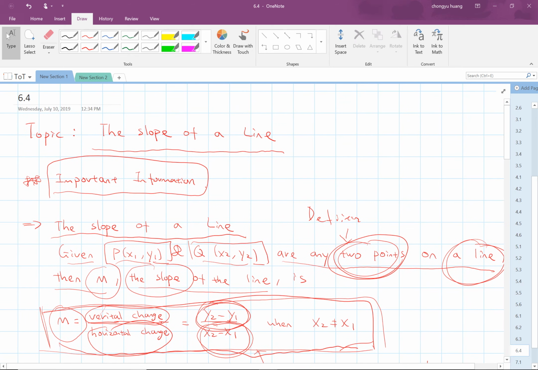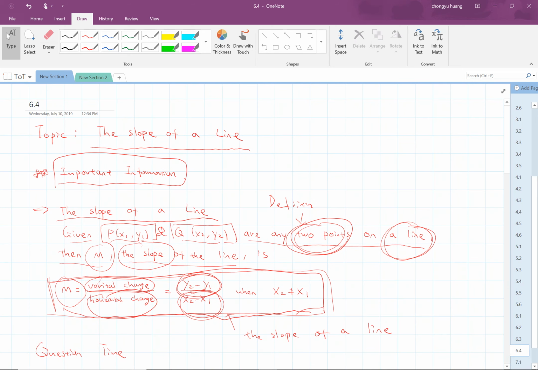So basically in this topic we talked about the slope of a line, right? We talked about the equation, and how we find the slope in those problems, right?